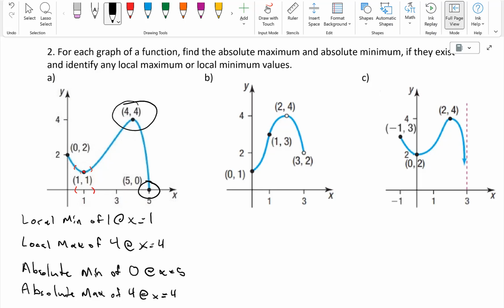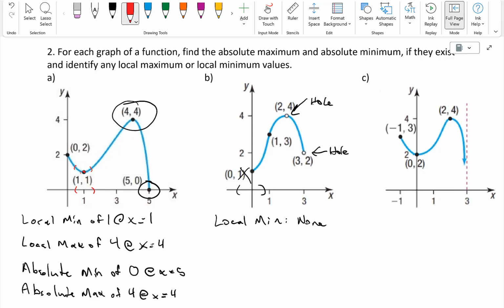All right, for b, we don't have a continuous function, so it's going to be a little different. We can see holes at (2, 4), and at that endpoint, (3, 2). So if we are looking for a local min, we don't see anything. We can't take the endpoint because there's nothing to the left over here, right? We need an interval around the point. There's no interval around 0 because the function doesn't exist to the left of it.